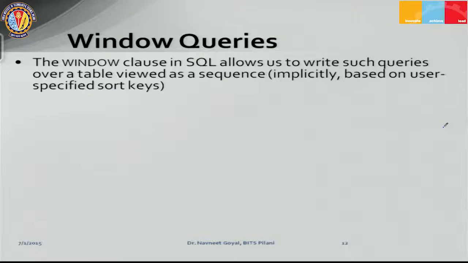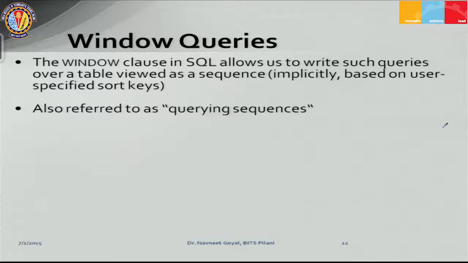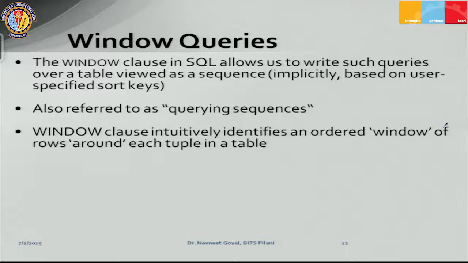Or window queries. So the window clause in SQL allows us to write such trend queries over a table viewed as a sequence, which is implicitly based on user specified sort keys. So let us see how this is done, and it is also referred to as querying sequences. Sequences means which have a time, so it's a time sequence basically. So the window clause intuitively identifies an ordered window of rows around each tuple in a table. So around each tuple I can form a window.